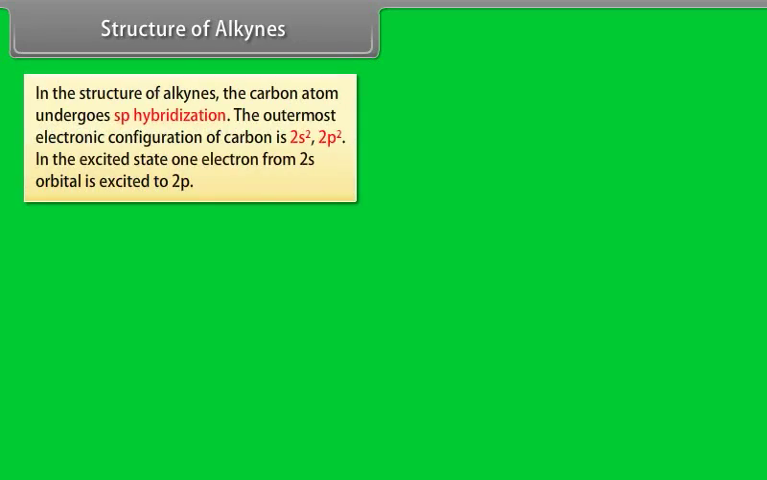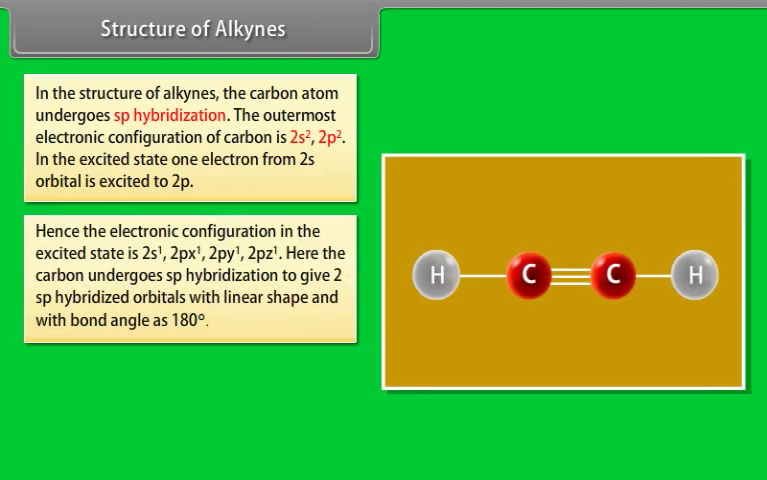Structures of alkynes. In the structure of alkynes, the carbon atom undergoes sp hybridization. The outermost electronic configuration of carbon is 2s2 2p2. In the excited state, one electron from the 2s orbital is excited to 2p. Hence, the electronic configuration in the excited state is 2s1, 2px1, 2py1, 2pz1.